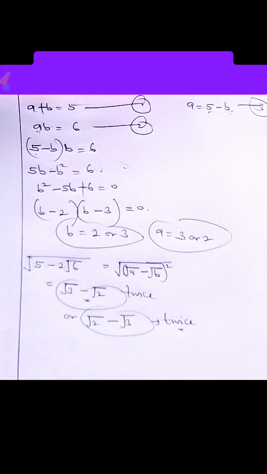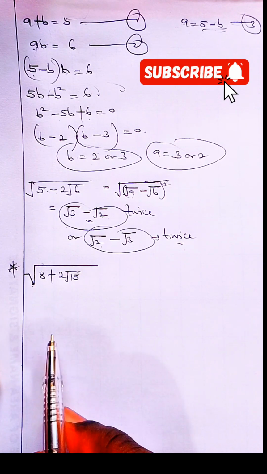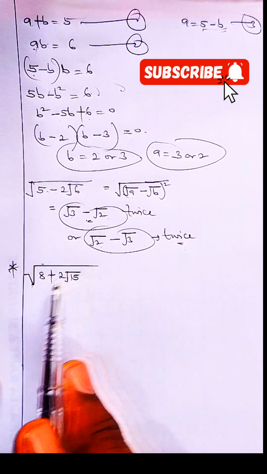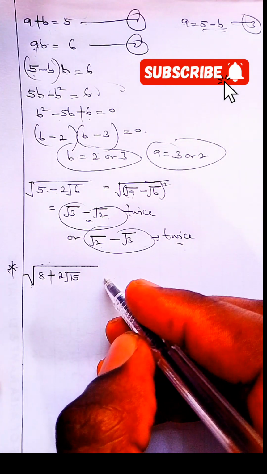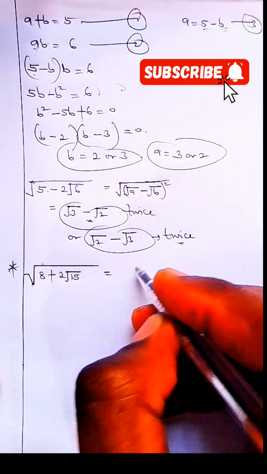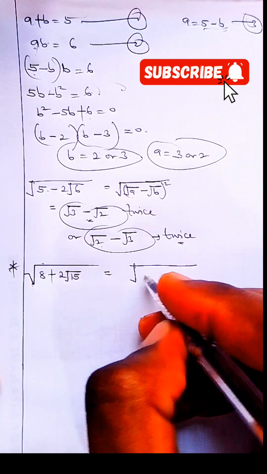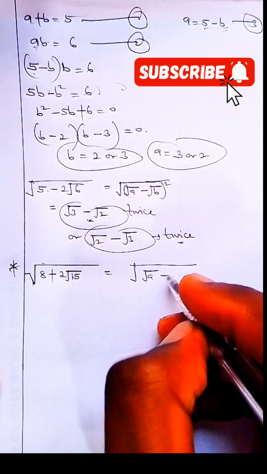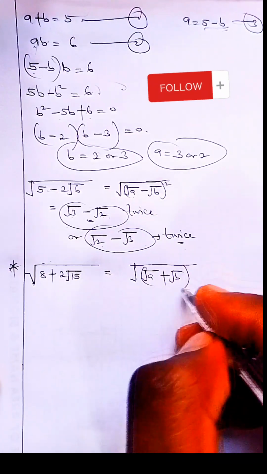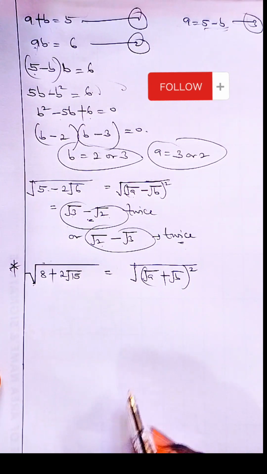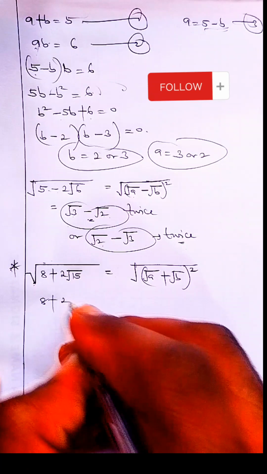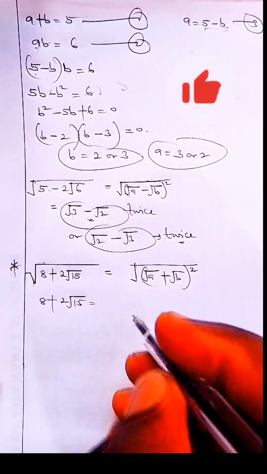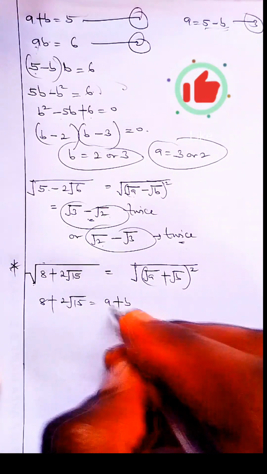Okay, example 2. There's a second and final example. We are asked to get the square root of 8 plus 2 root 15. Now this one looks like this: 8 plus 2 root 15, square root. It looks very much like the square root of root a plus root b, squared. That's what it looks like, whereby we end up with a plus 2 root 15 equals a plus b.